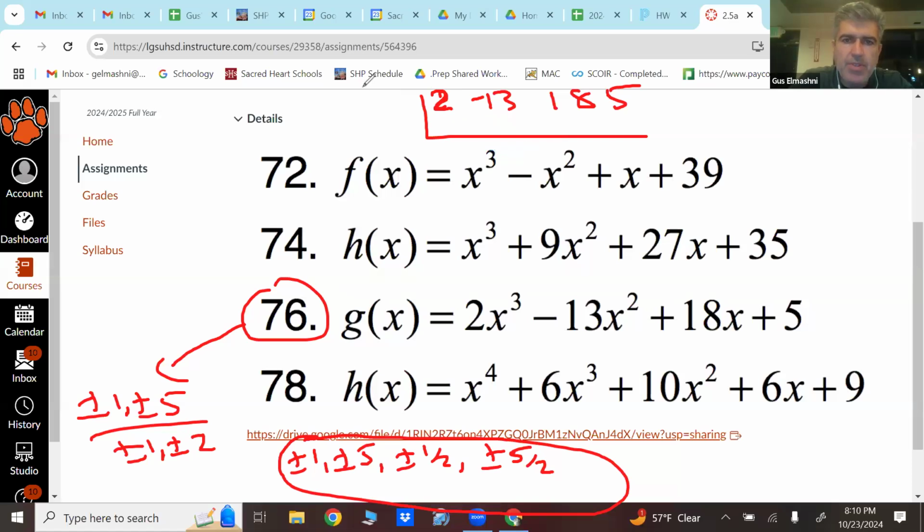I suspect it's probably gonna be a fraction. Let's do 1/2. Okay, no. Try -1/2. Nope. By the way, there's a chance that none of these could work, because you may not have any rational zeros. These are all rational numbers. 2, 5, 8. Sheesh. No.